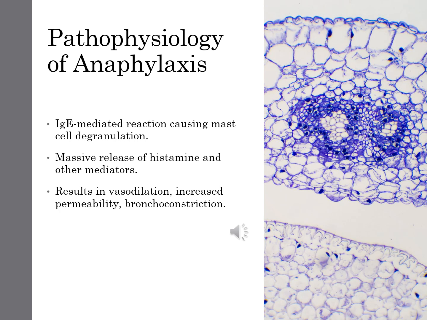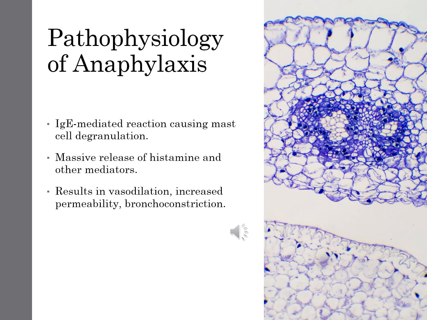A brief pathophysiology of how anaphylaxis happens: our first step is the exposure to an allergen. So when an individual is exposed to an allergen like peanuts or latex, this causes the body to make IgE antibodies. Once the patient is exposed again to a second exposure, allergens bind to those IgE antibodies on the mast cells and the basophils. These cells degranulate and release histamines and other mediators.